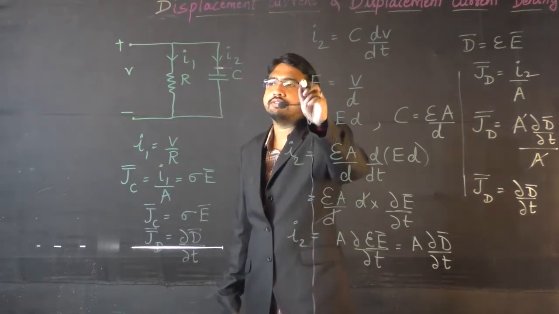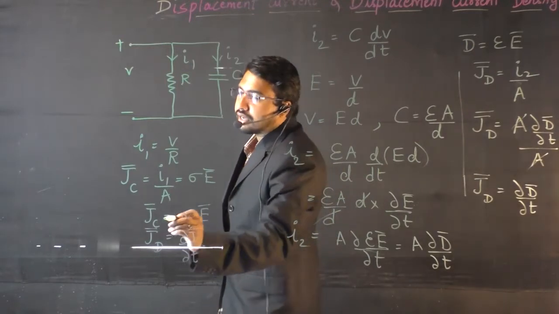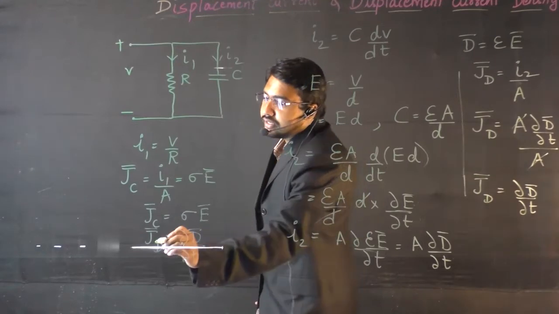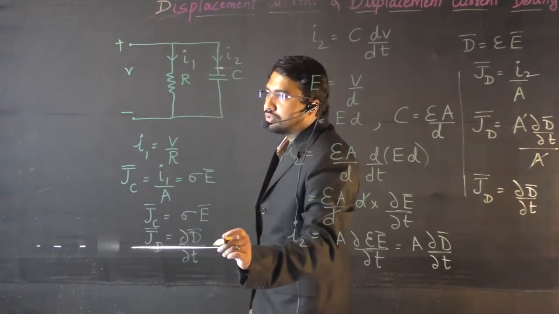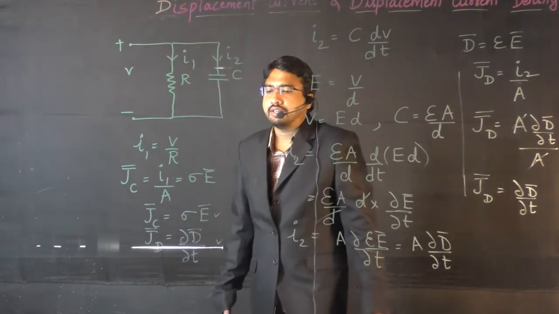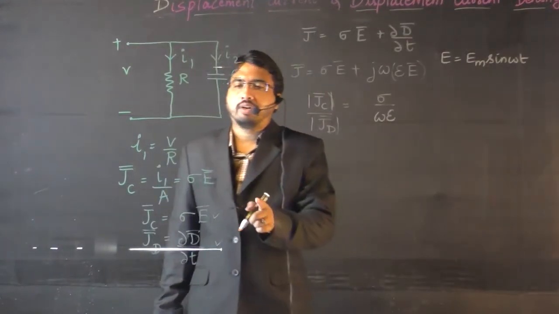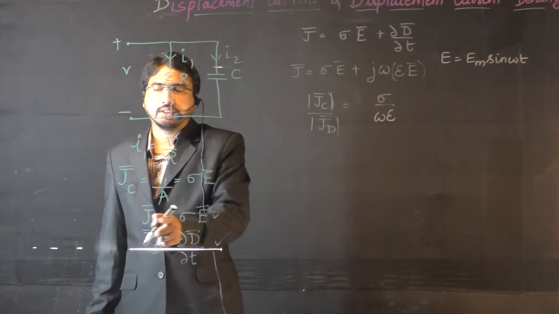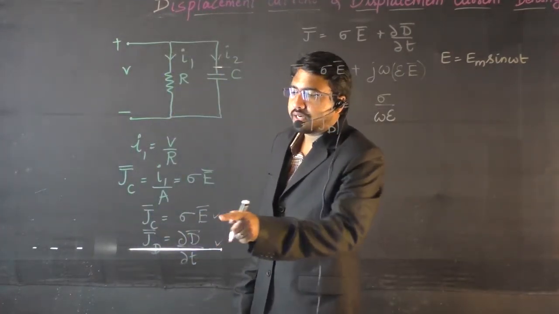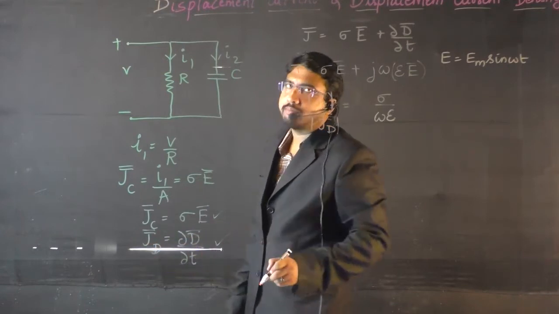This is the concept of conduction current density and displacement current density, where conduction current density is given by Jc equal to sigma E bar, and displacement current density is given by Jd bar equal to dou D bar by dou T. So these two formulas are very, very important. We will even solve some problems based on them. So from our derivation, conduction current density Jc is given by sigma E bar, and displacement current density Jd bar is given by dou D bar by dou T.